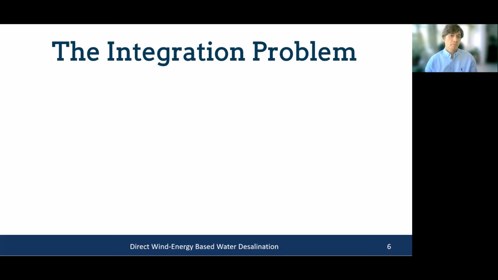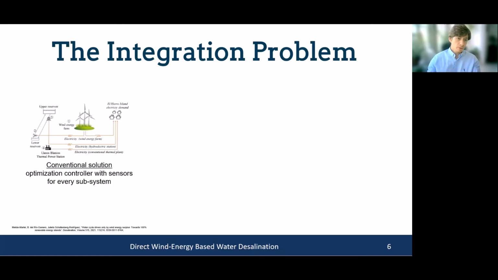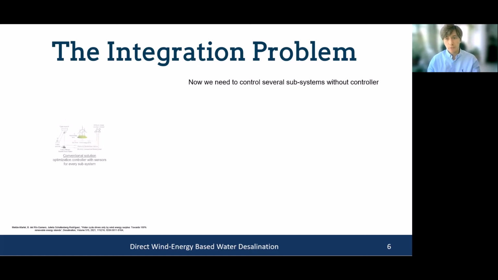So what is the integration problem? The conventional solution is to create electricity out of wind energy by using wind turbines, meaning that we have sensors and controllers to give us the maximum energy we can take out of the wind. And then the desalination plant also has controllers and sensors in order to optimize the system. However, with a purely mechanical system, we don't have any controller, and we need to integrate several subsystems.